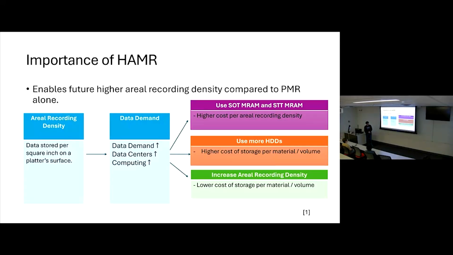Okay, so why is hammer important? So first we can talk about areal recording density. Areal recording density is the amount of data you can store per square inch on a disk platter. We want this to be higher because as we have more data demands, as AI grows, data centers grow, computing grows, we need more storage of data. We can increase the amount of HDDs we use, or we can use SOT or STT MRAM, but those are expensive options. So we want to lower the cost per storage. And the best way to do that is through increasing areal recording density. And this can be done with hammer.